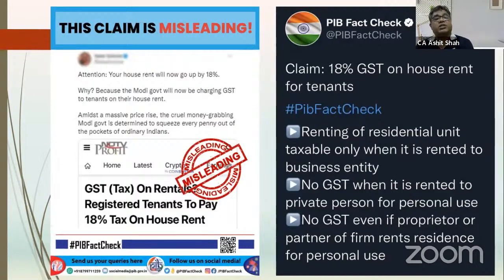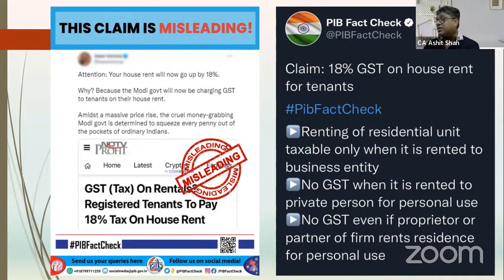Now comes the plethora of problems. What are the problems? Because of this provision, many things have come out on Twitter. Everyone is saying that because the Modi government will now be charging GST to tenants on their house rent, the house rent will go up by 18%.